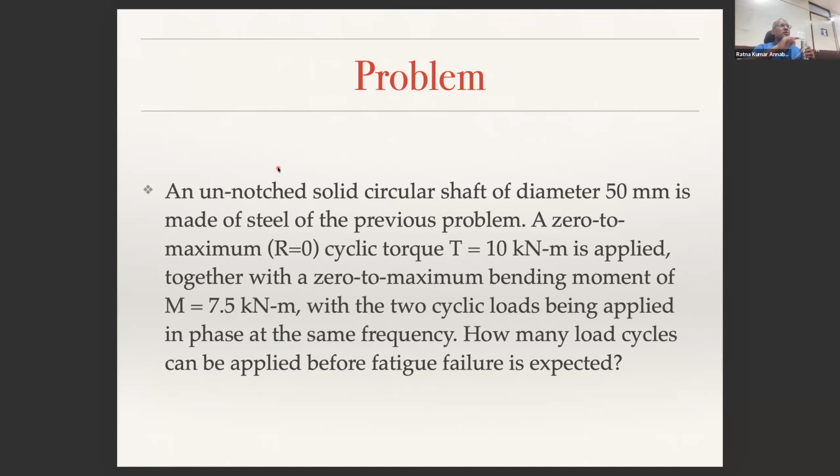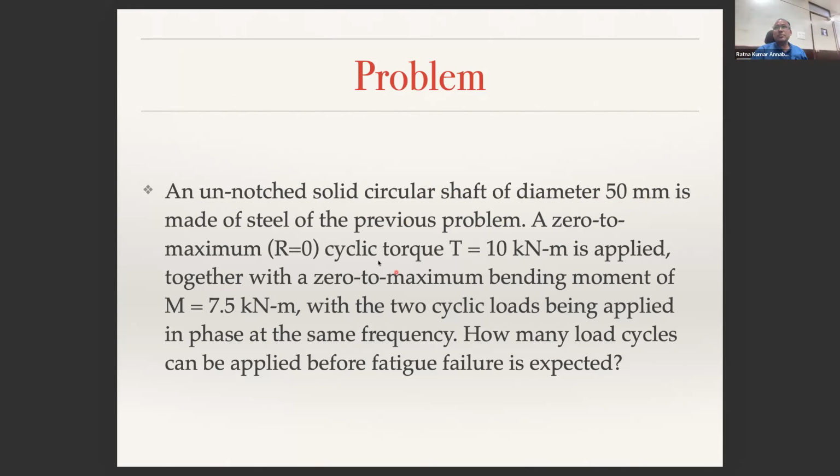We have to take into account the stress concentration factor KT, the theoretical stress concentration factor. Here also, when you have fatigue, you need to account for the presence of a notch. So an unnotched circular shaft of diameter is made of the same material as the previous problem, meaning the S-N exponent b remains the same.